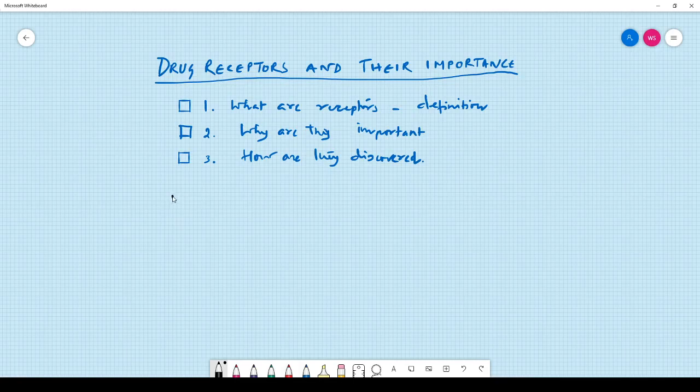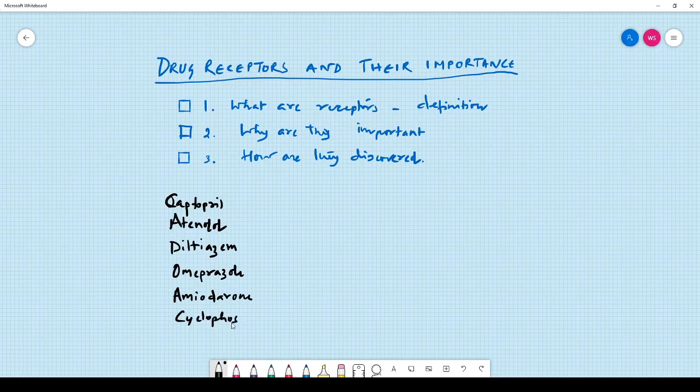So let's consider a few drugs. Say captopril, atenolol, diltiazem, omeprazole, amiodarone, cyclophosphamide. Let's write their mechanism of action.